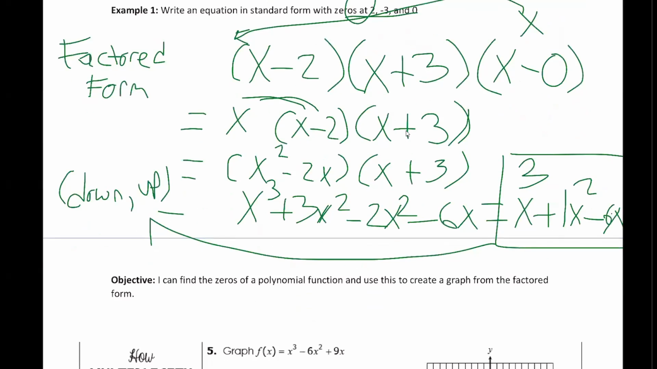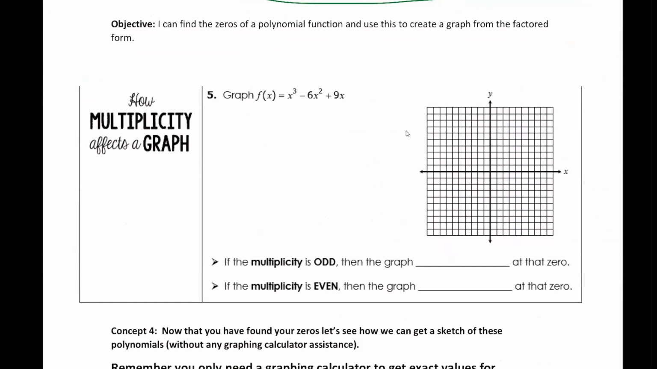All right. But really, one of the big things that I want us to get out of today is basically when you have different multiplicities, remember multiplicity is how many times an answer comes up, what does that do on our graph?